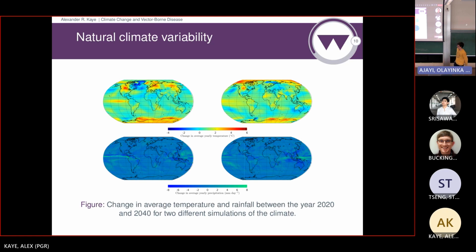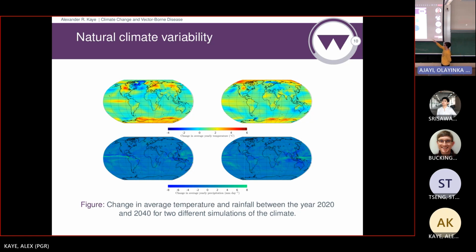And so this is just a plot of how we can maybe visualize natural climate variability. I think maybe the top two plots are the most enlightening. And here I've just plotted the change in average temperature between 2014 and 2020. The top left plot is using one simulation, and the top right plot is using another. And these are both initialized using slightly different atmospheric temperature fields. And you can see that they are already vastly different.